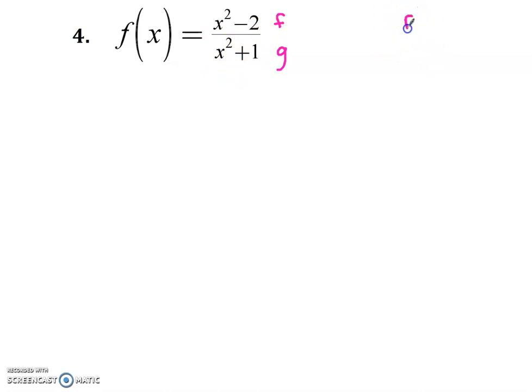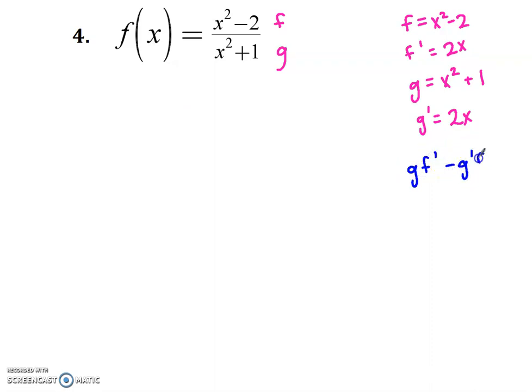So I've got my f is going to be x squared minus 2. So my f prime will be derivative of x squared is just 2x. The derivative of 2 is just 0. And then g is the denominator. So that'll be x squared plus 1. And then the derivative of that will just be 2x. And then again, we're just going to use our g times f prime minus g prime times f all over g squared.